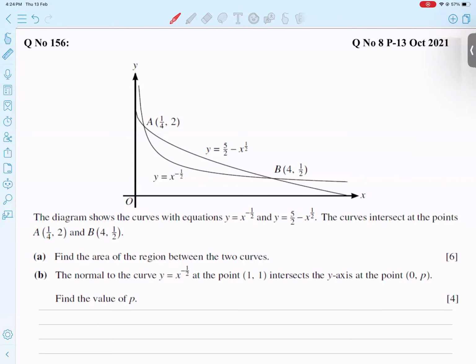Bismillah ar-Rahman Rahim. This is October 2021 variant 13, question number 8. The topic is, first part integration, second part differentiation. So let's try to do it.